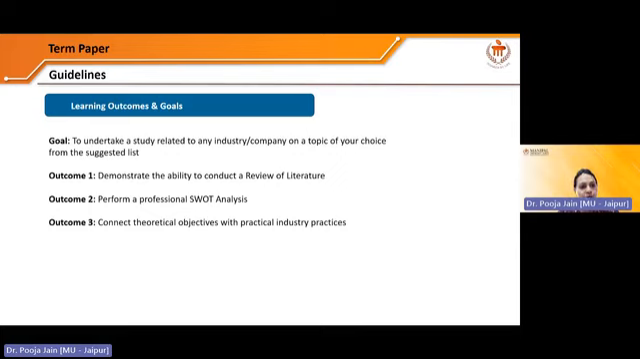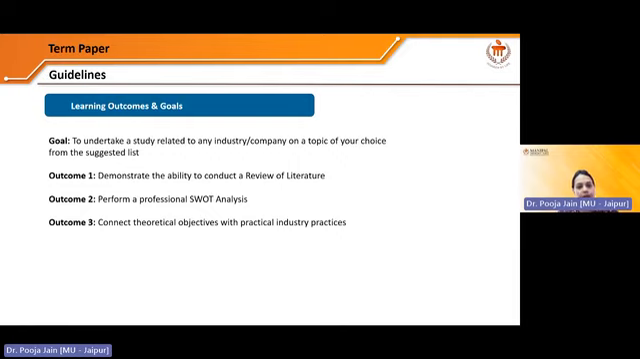So what will be the outcome of the term paper? Number one, demonstrate the ability to conduct a review of literature. Whatever topic you have chosen, you will have to do a review of literature as well. In the review of literature, you will have to find previous papers, previous articles, previous research papers which have already been published. You will read these papers and, based on them, summarize in your own language in your term paper, right? So that is considered a review of literature.